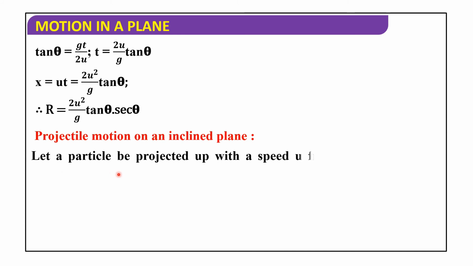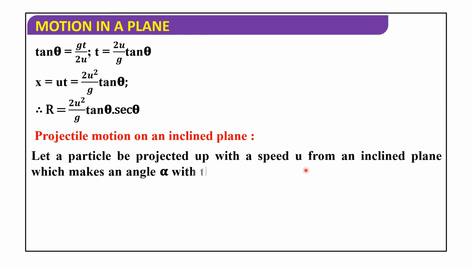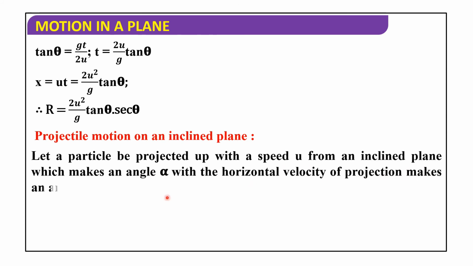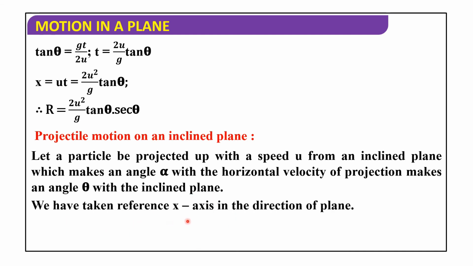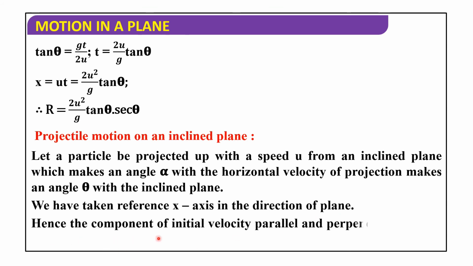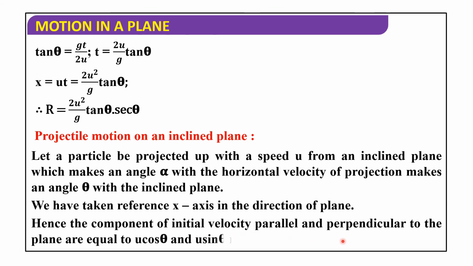Let a particle be projected up with a speed u from an inclined plane which makes an angle alpha with the horizontal. The velocity of projection makes an angle theta with the inclined plane. So we have taken the reference x-axis in the direction of the plane, and hence the components of initial velocity parallel and perpendicular to the plane are equal to u cos theta and u sin theta.